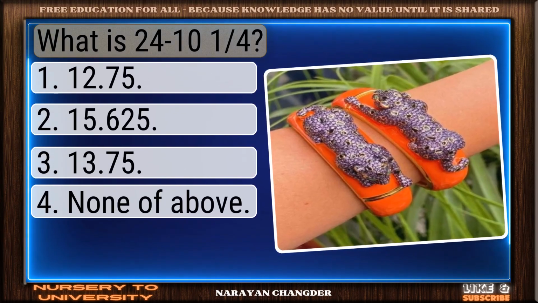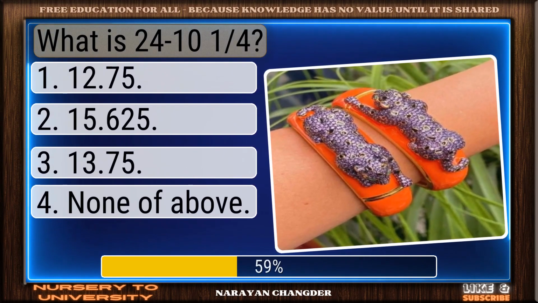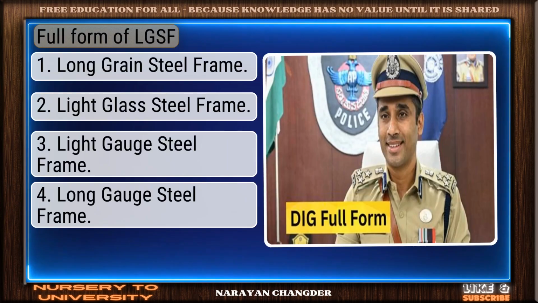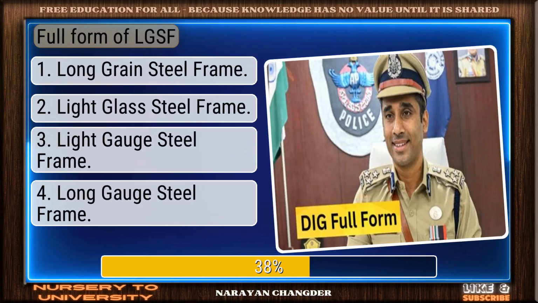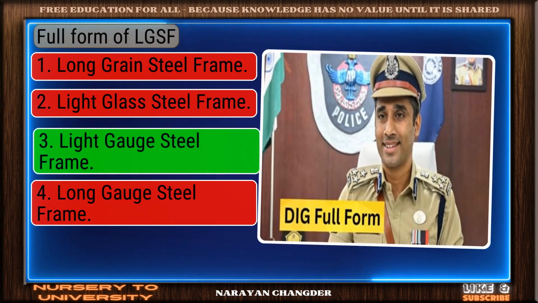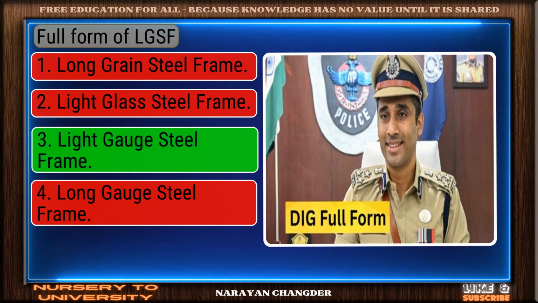What is 241014? 19.75 is a solid answer. Full form of LGSF. Excellent choice. Light gauge steel frame is the right answer.